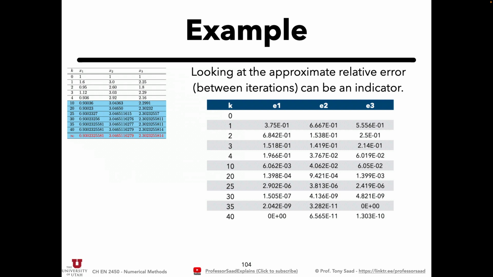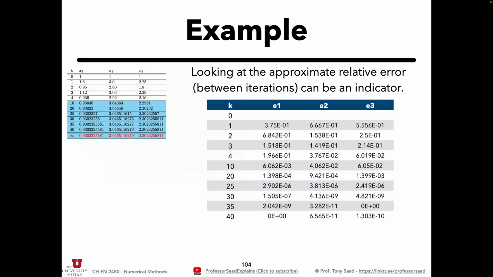Okay, in the first column, you see the error going from 10 to the minus 1, 10 to the minus 4, 10 to the minus 7. But the other one looks like it's converging faster. So after 30 iterations, the relative approximate error in the first variable is 10 to the minus 7, but in the second variable is 10 to the minus 9. Same for the third variable, right?